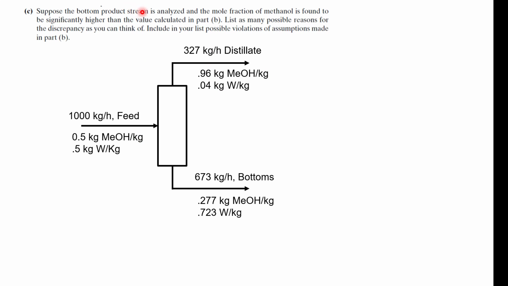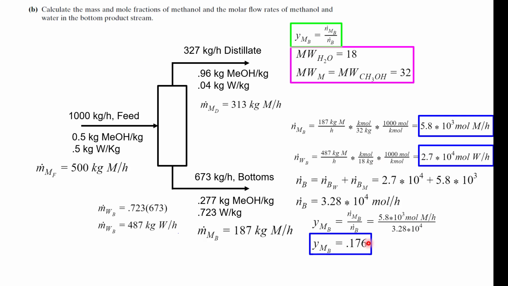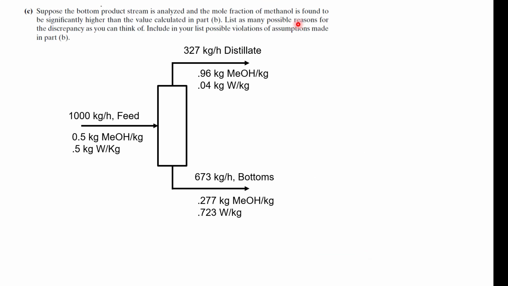And now suppose the bottom product stream is analyzed and the mole fraction of methanol is found to be significantly higher than calculated in part B. So it's going to be much greater than 17%. There are many possible reasons for the discrepancy, as you can think of. Include in your list possible violations of assumptions made in part B. So this is where the engineering really takes place. You got to really start to analyze the system and think more outside the box.